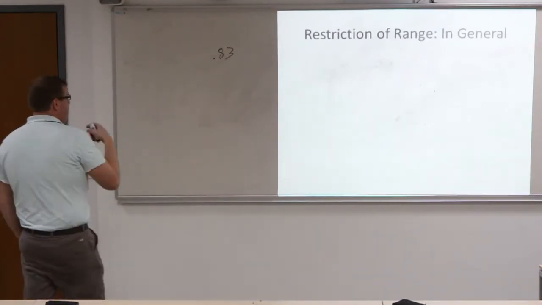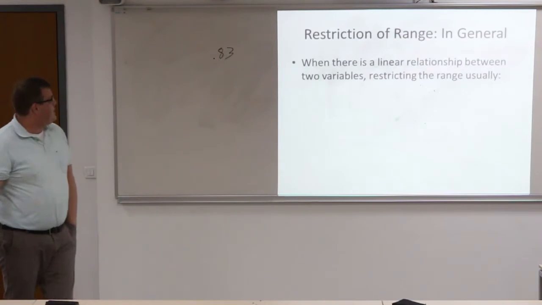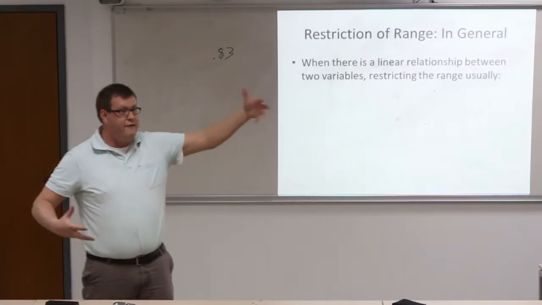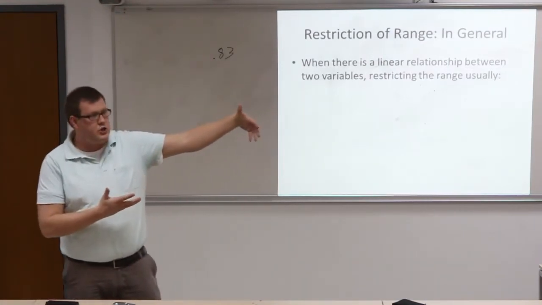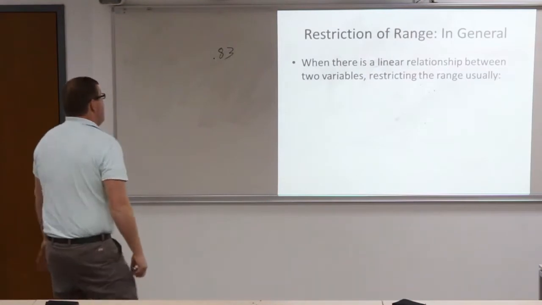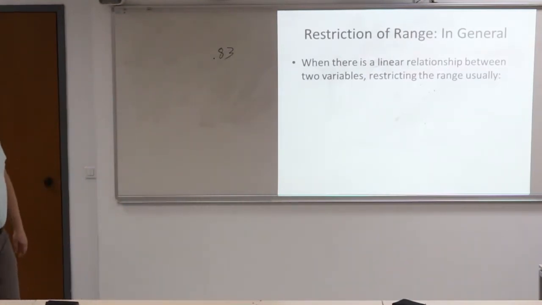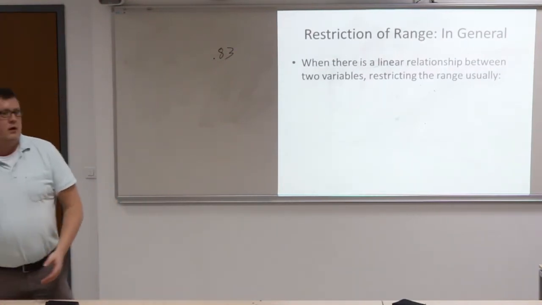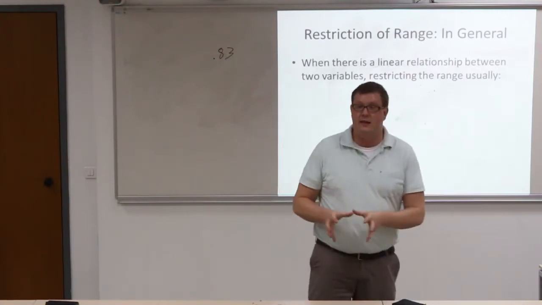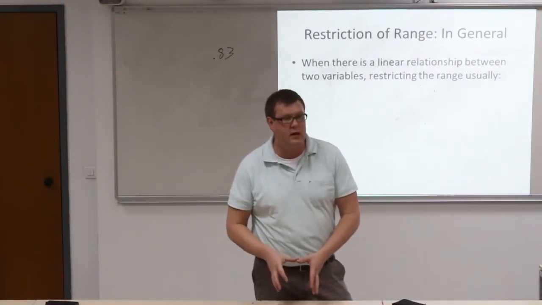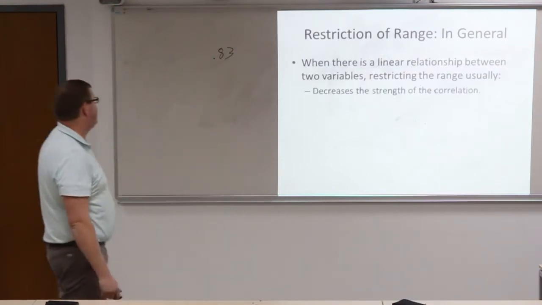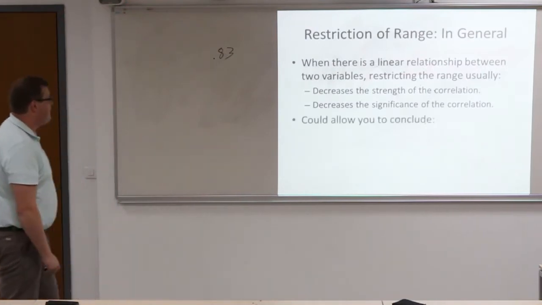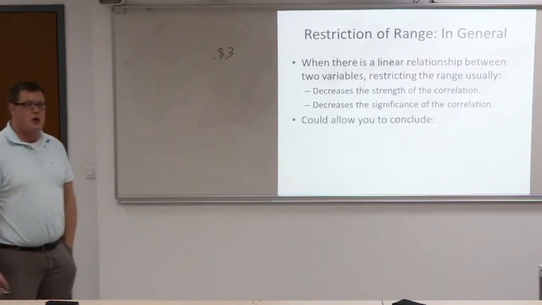So in general, if we're talking about restriction of range, we can say that when there is a linear relationship between the two variables, right? In that whole big population, there was definitely a linear relationship. The correlation was very strong, it was very significant. So there was a linear relationship between the two variables, and when we restricted the range, when we only looked at a fraction of the potential values that the independent variable could take, we saw that the correlations massively decreased. So we saw a decrease in the strength of the correlation, we saw decreases in the significance of the correlation. What can this allow you to conclude?